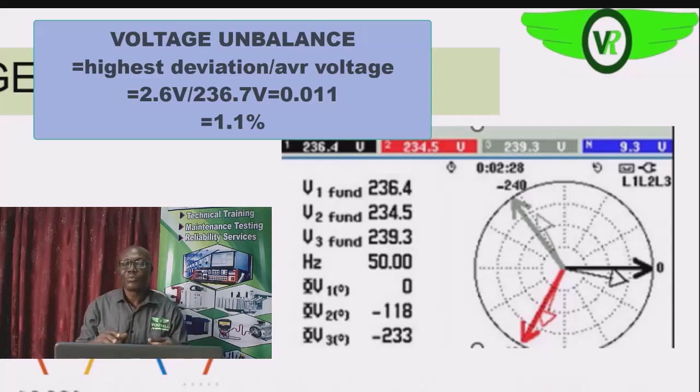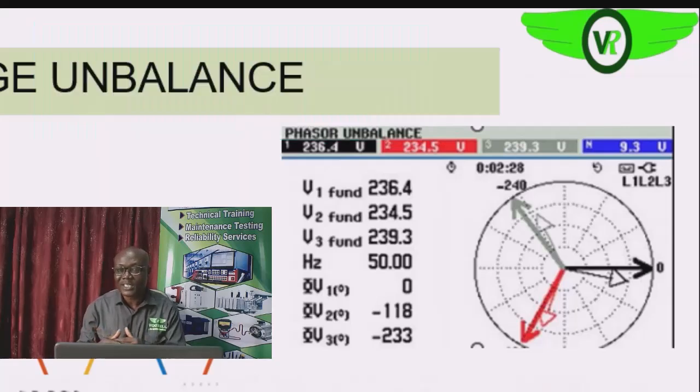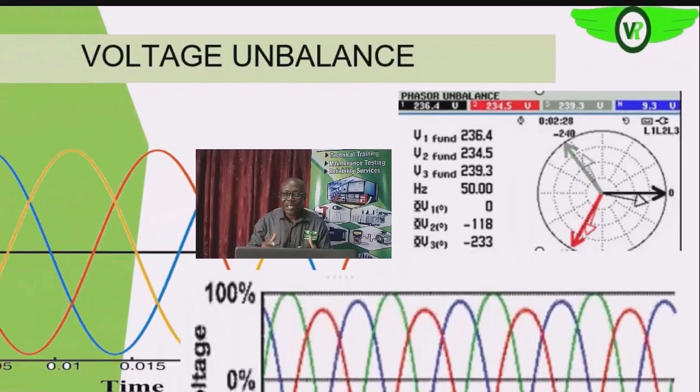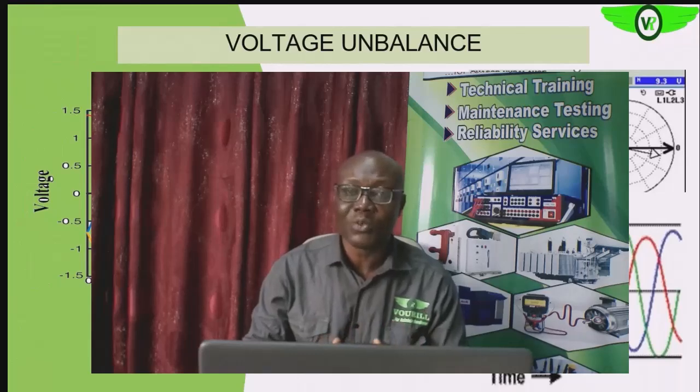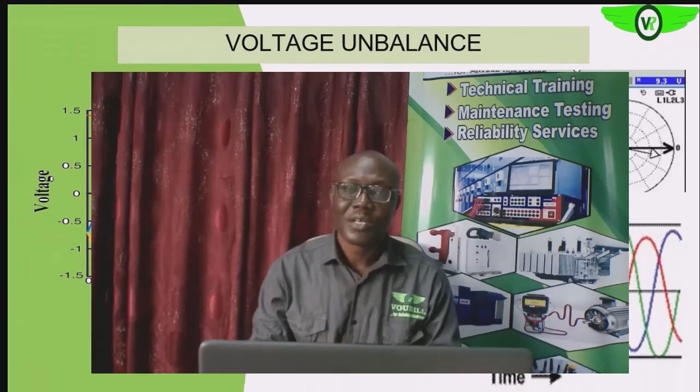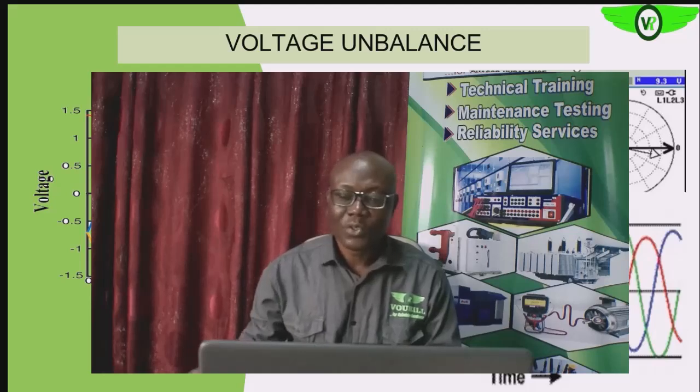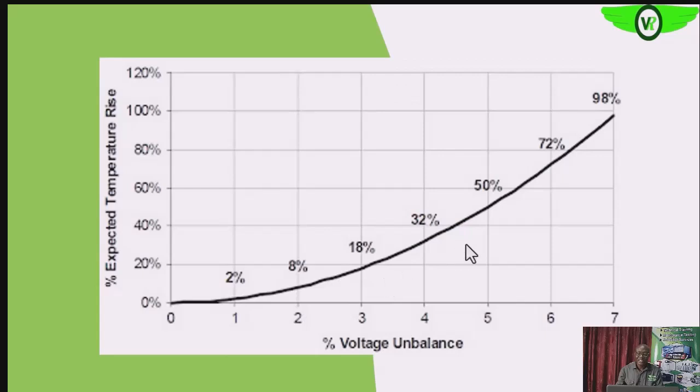In some establishments, anything above 2 is unacceptable. You have to do everything possible to bring it back down to far below 2. Are we getting it? So that is for the unbalance. And why the unbalance is very dangerous can be shown in this diagram. On this graph, you see the percentage of unbalance and the expected temperature rise.